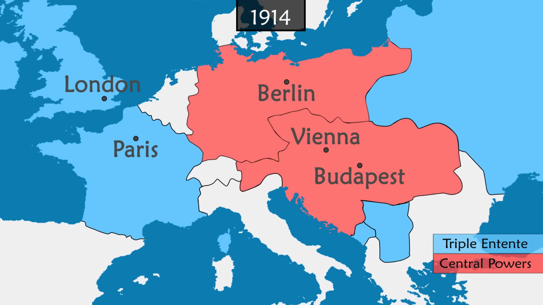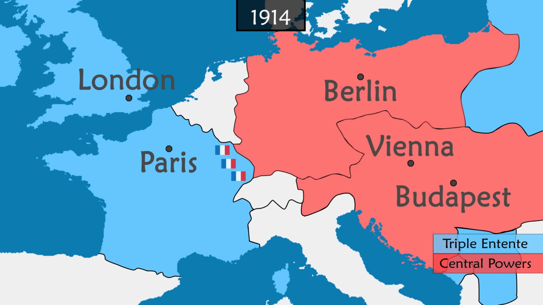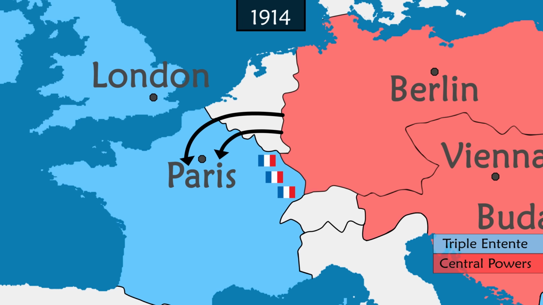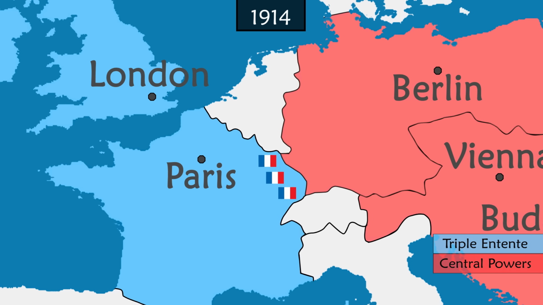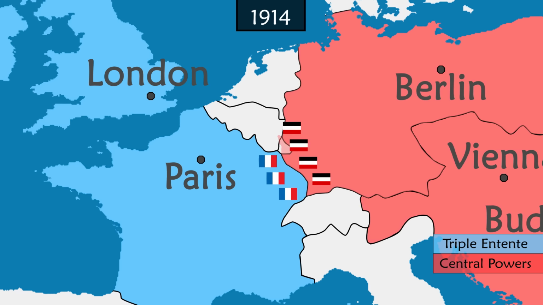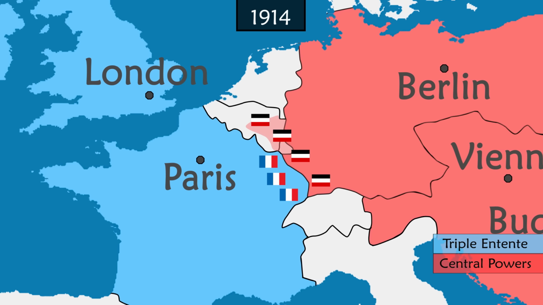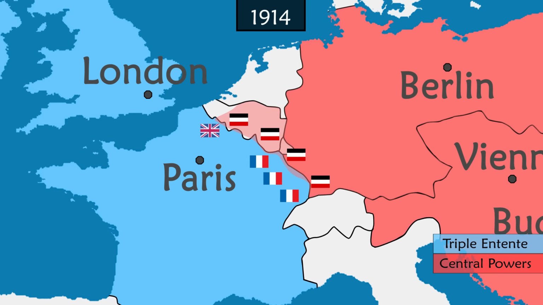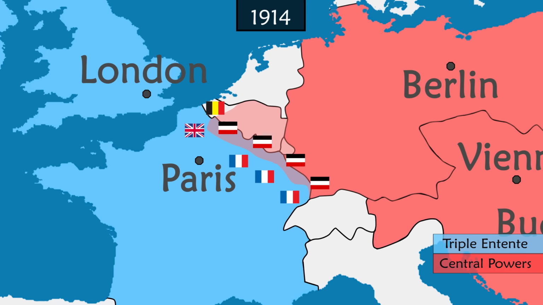The German plan is to overcome the French army concentrated in the east by planning an attack from the north. To achieve this, Germany invades Luxembourg and Belgium in violation of their neutrality in the conflicts. The French, British and Belgian armies are forced to retreat.